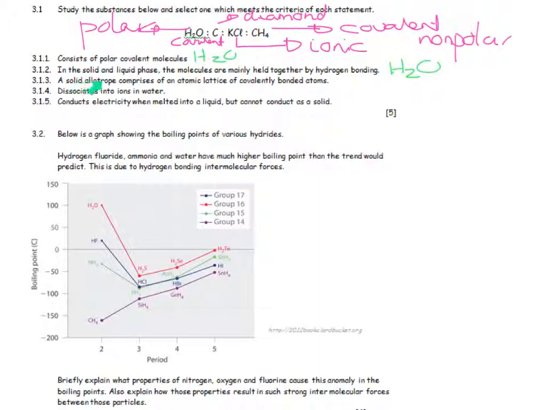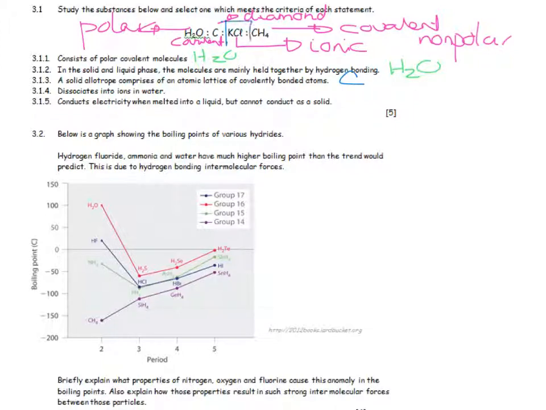Is a solid allotrope. Remember what allotrope means? It's the same phase, same compound, but different forms. So carbon has allotropes of diamond, graphite, and coal, as well as Buckminster fullerene, but you really don't need to know that. And so it comprises of an atomic lattice of covalently bonded atoms. That would be your diamond, and therefore it is carbon.